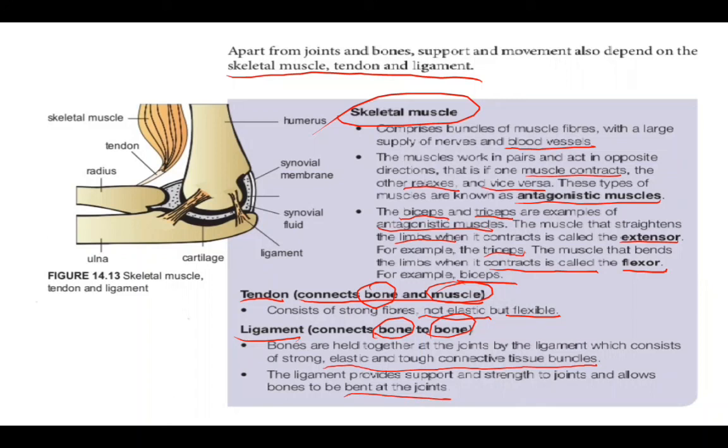So kalau kita lihat figure ini, skeletal muscle, tendon dan ligament. So ini skeletal muscle. Contoh bicep, tricep. Dan dia adalah antagonistic. This is tendon. Tendon connects bone to muscle. This is muscle, this is bone. So tendon yang connect bone to muscle. And then we have ligament here. Ligament connects bone to bone. Right?